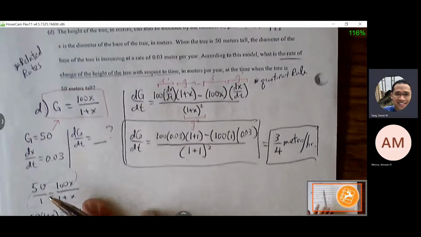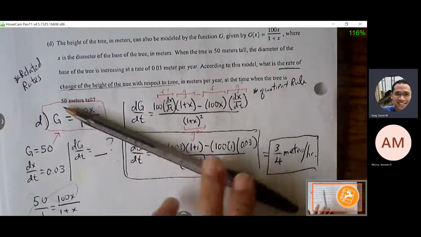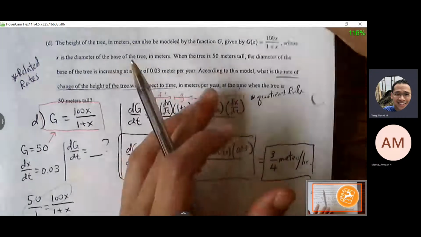I think the tough part with D is recognizing the need for related rates and then following through with all the steps required from related rates. Okay, number 5.